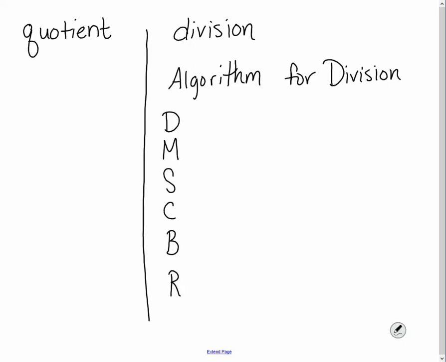Much better that time. All right, so D is for divide. All right, so the first step is to divide.